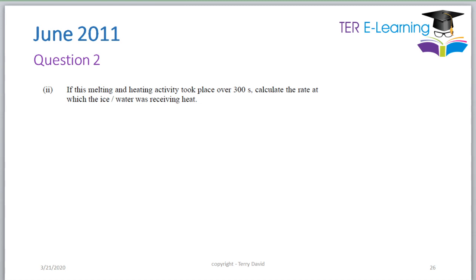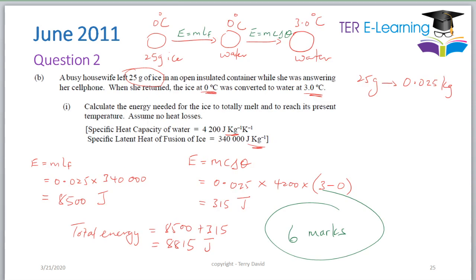Oh, and this part now is very similar to the question we just did. They said if this melting and heating activity took place over 300 seconds, calculate the rate at which the ice was receiving the heat, right? So again, the rate at which ice was receiving the heat. What they're really asking you here is for power. So P is equal to E over t, or W over t, doesn't matter. You just worked out the amount of energy that was required to do that. That is 8815.